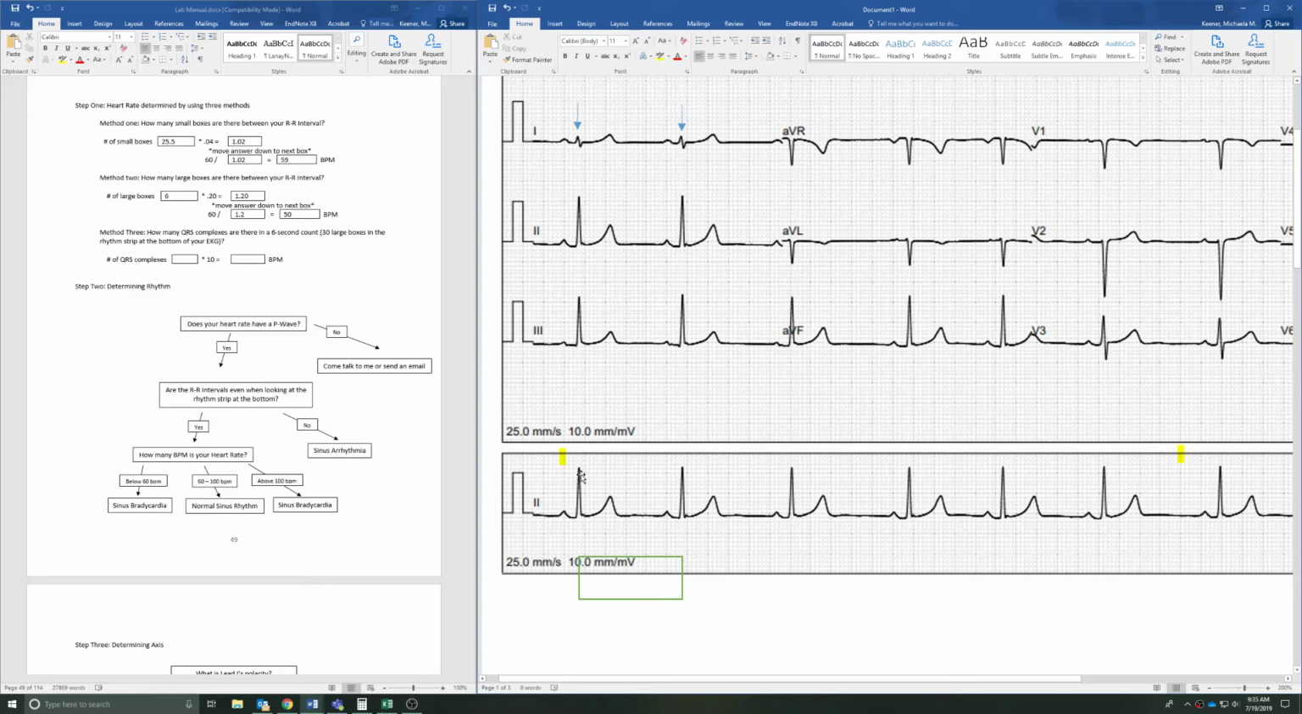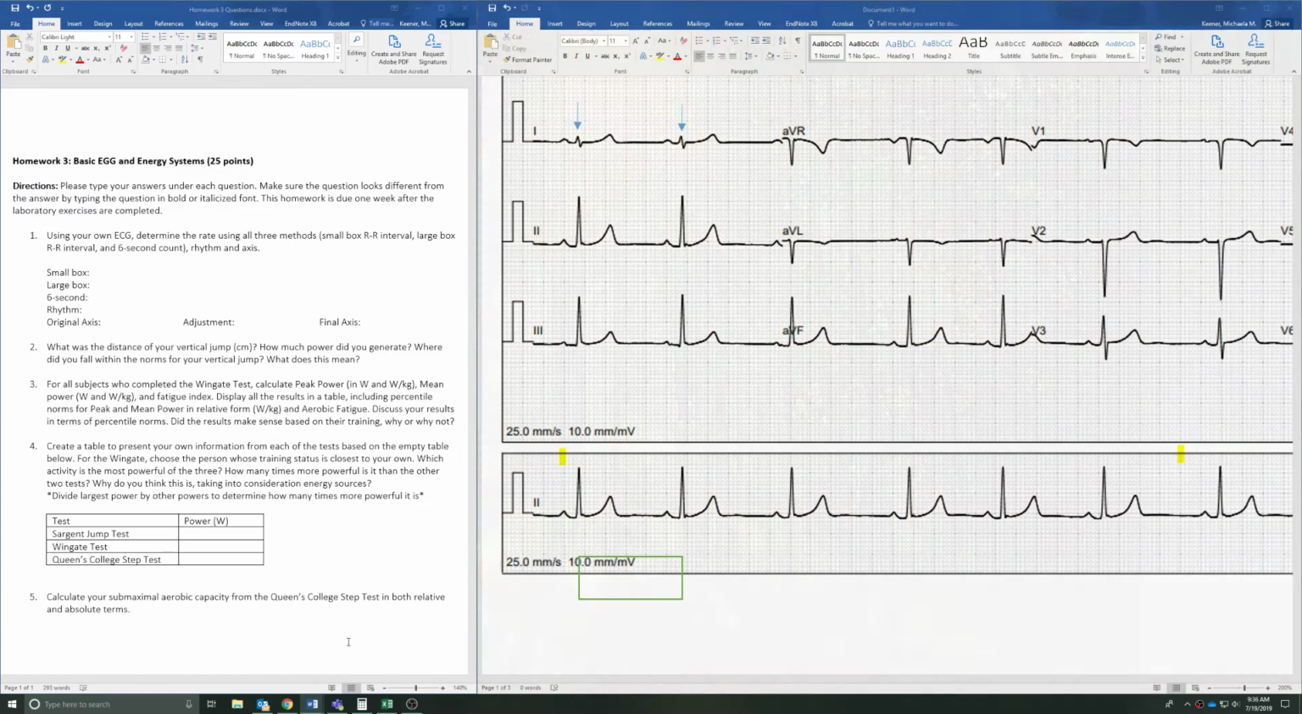And what we're going to do is count how many QRS complexes occur in between those 2 marks. So I have 1, 2, 3, 4, 5, 6. And 6 times 10, because we're looking at 6 seconds when there's 60 seconds in a minute. It's just multiplied by 10 to get 60 beats per minute. So then we move on to our rhythm. And so at this point, you'd be entering these numbers into your homework for these different values we're getting.